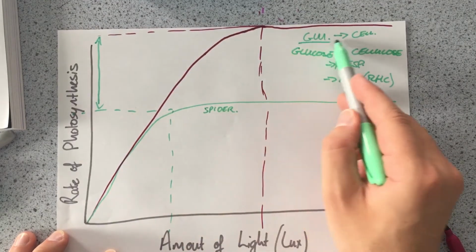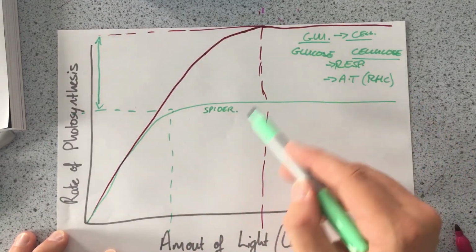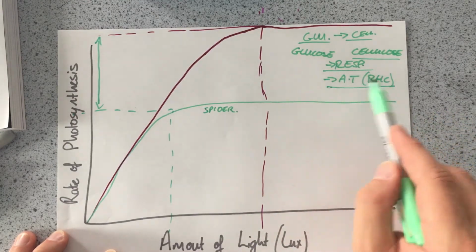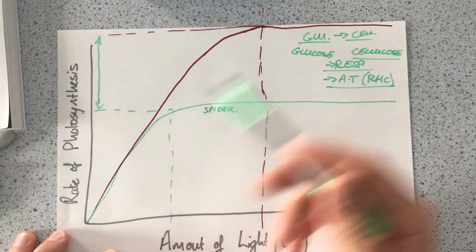Now, the more glucose the bamboo makes, the more cellulose it can make to make its cell walls, the more respiration for energy for growth, and the more active transport it can have in its root hair cells to get more minerals in.